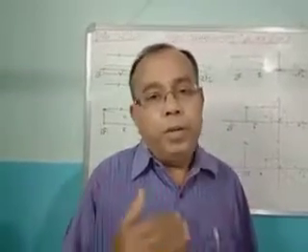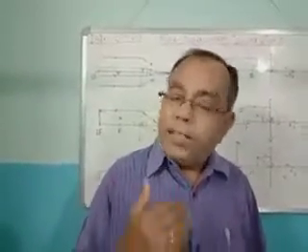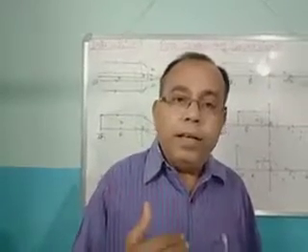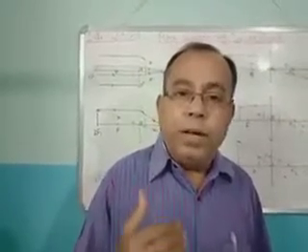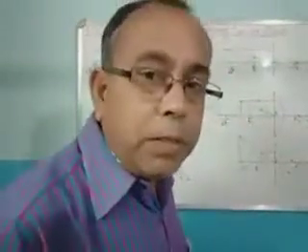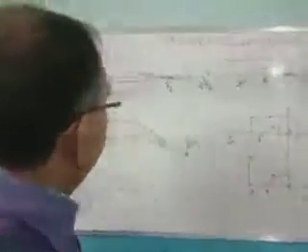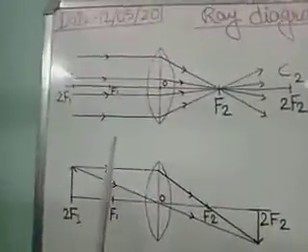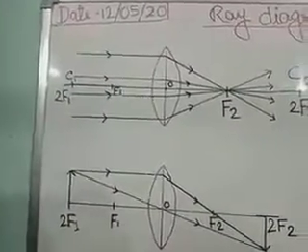First, you come to the convex lens. As I have told you earlier, there are 6 positions of the convex lens. One by one I will explain. Please try to follow. Point number 1: when the object is at infinity.